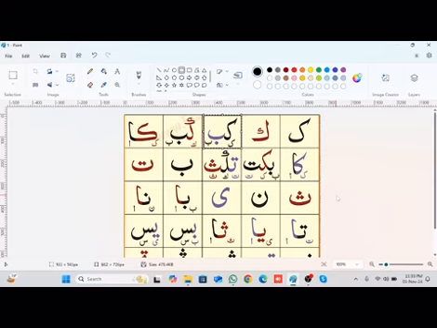In the last lesson, we talked about lesson number two, where we have two or more than two letters. So, let's do more practice.